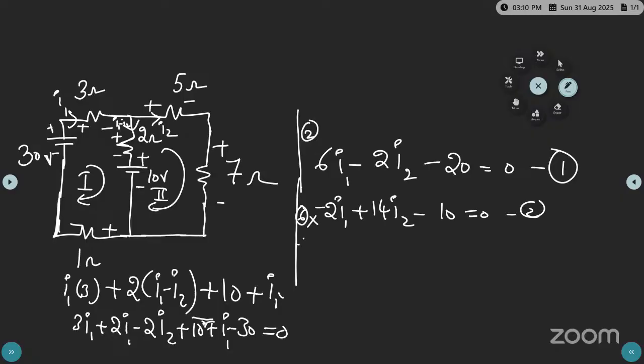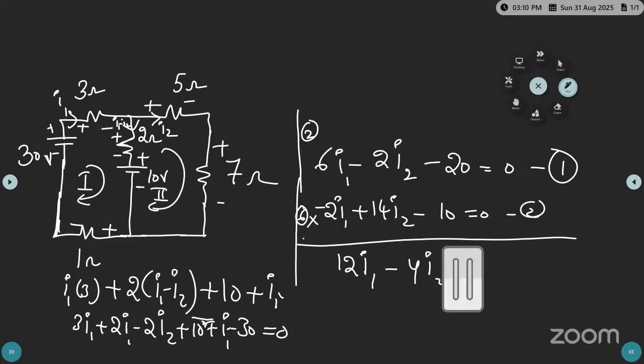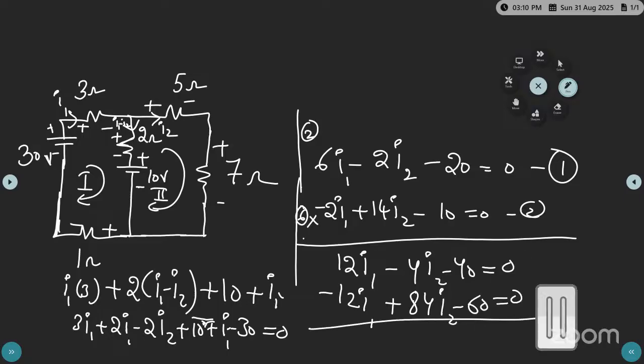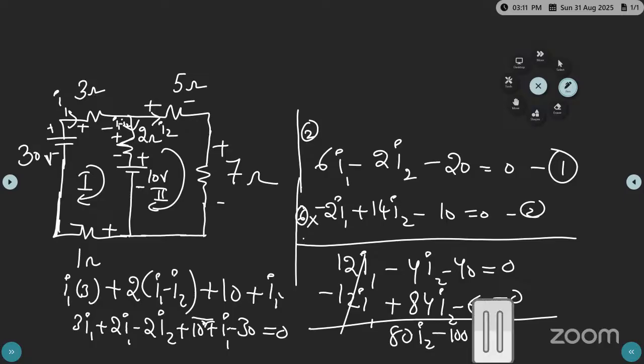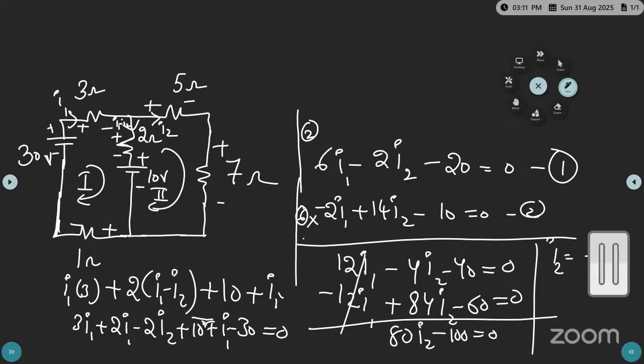Now these two equations are modified as 12i1 minus 4i2 minus 40 is equal to 0, and then minus 12i1 plus 84i2 minus 60 is equal to 0. So solve these equations, you will get the required answer. 80i2 minus 100 is equal to 0. I2 is equal to 100 by 80.